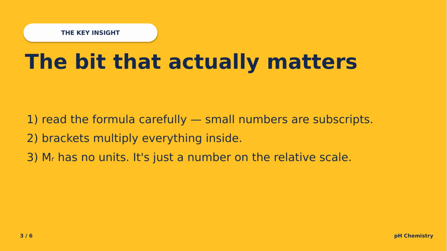Three things. 1. Read the formula carefully. Small numbers are subscripts. 2. Brackets multiply everything inside. And 3. Mr has no units. It's just a number on the relative scale.